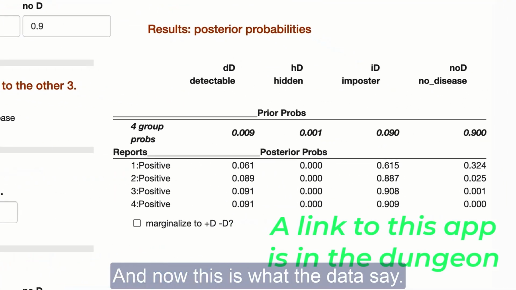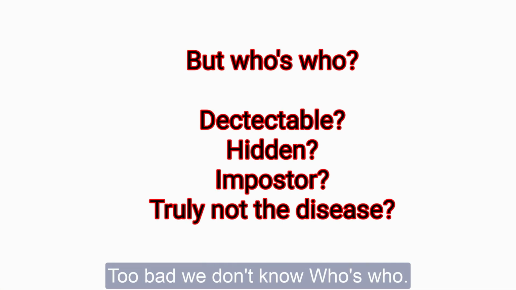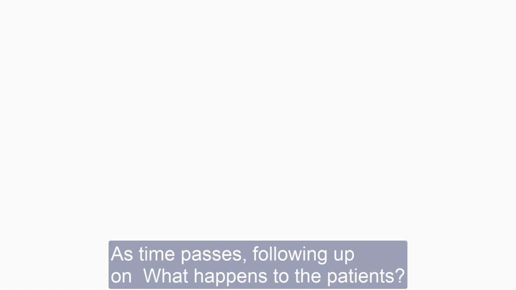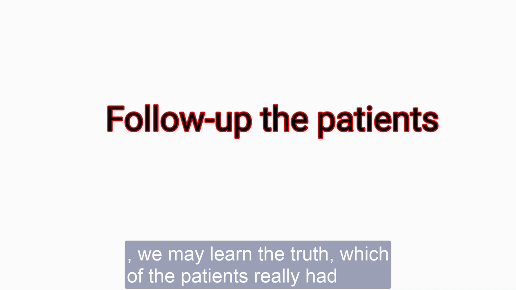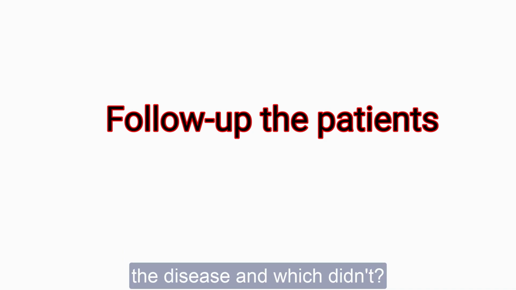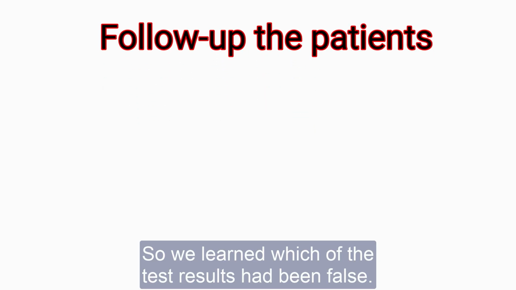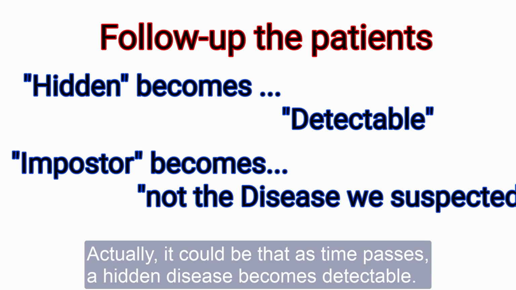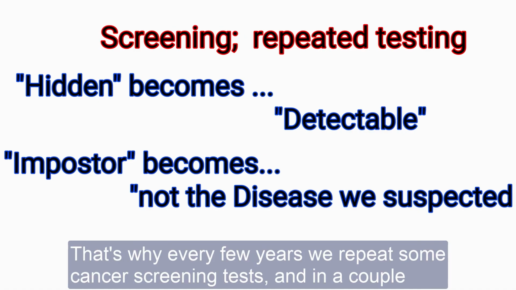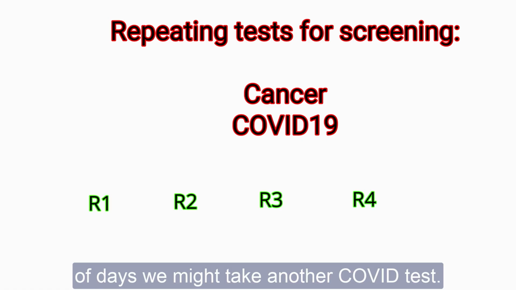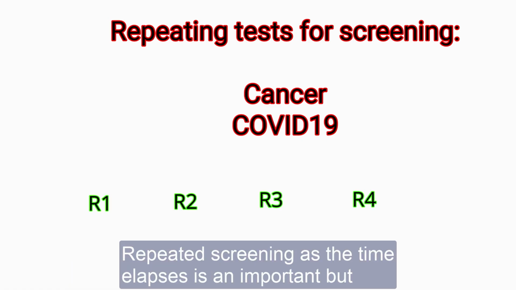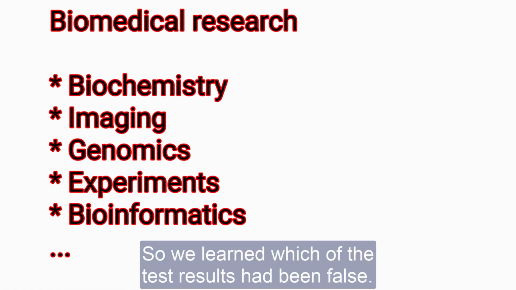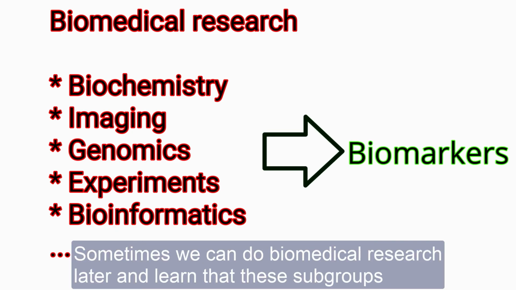And now this is what the data say. Too bad we don't know who's who. However, here's the good news. As time passes, following up on what happens to the patients, we may learn the truth, which of the patients really had the disease and which didn't. So we learn which of the test results had been false. Actually, it could be that as time passes, a hidden disease becomes detectable. That's why every few years we repeat some cancer screening tests. And in a couple of days, we might take another COVID test. Time passes. Repeated screening, as the time elapses, is an important case, but we'll set that aside for now. Sometimes we can do biomedical research later and learn that these subgroups exist and find biomarkers for them.